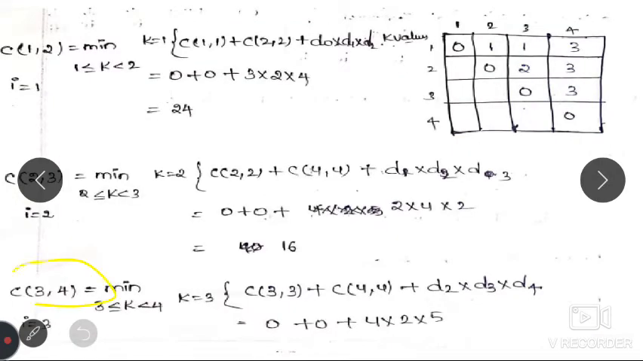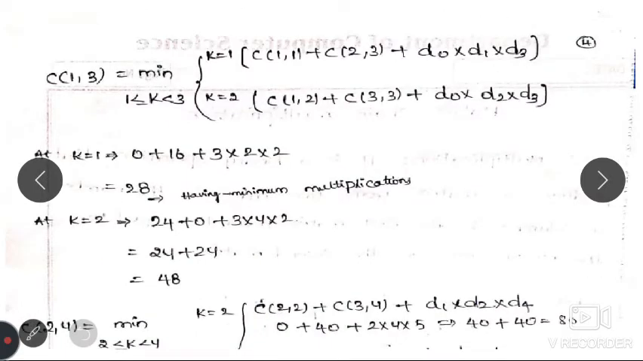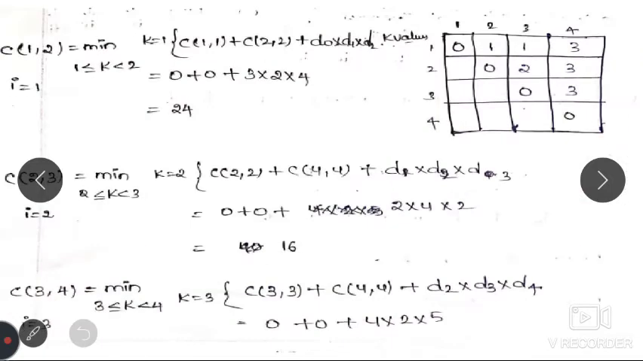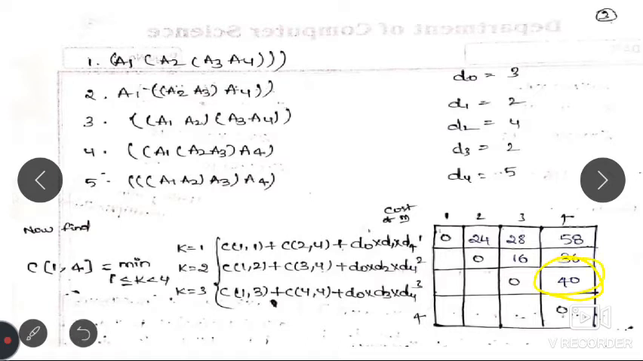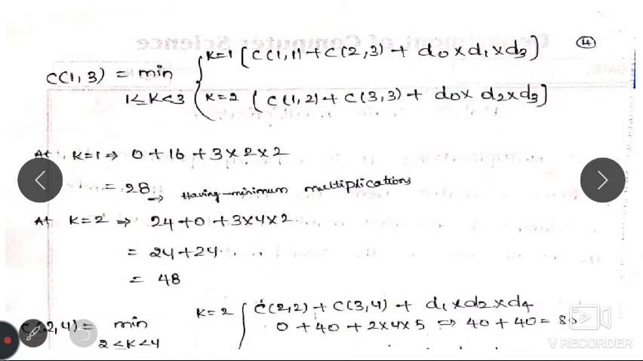Now find cost of 3 comma 4. 3 to 4 has only k value 3. So we write here k is equal to 3. The total multiplications is d2 is 4, d3 is 2 and d4 is 5. Cost of 3 comma 3 is 0, cost of 4 comma 4 is also 0. So 4 into 2 into 5, 5 is 20, 20 times 2 is 40. Here 40 multiplications at k equal to 3. We have 40 multiplications.